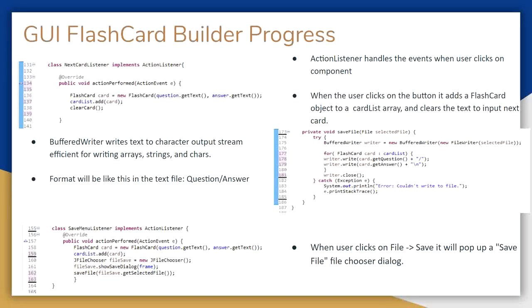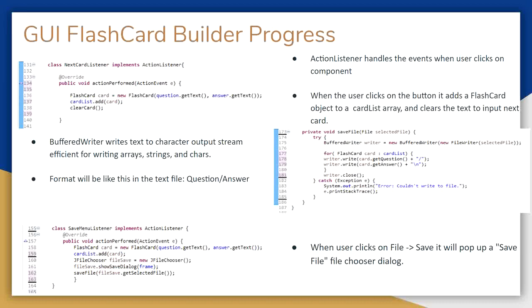This is the code for the flashcard builder. First, we have the next card listener class. This handles the button being pressed. So when the user clicks on the button, a flashcard object is created with the question and answer text in it, and it stores that object onto the card list array. Then it clears the text so that the user can input a new flashcard.